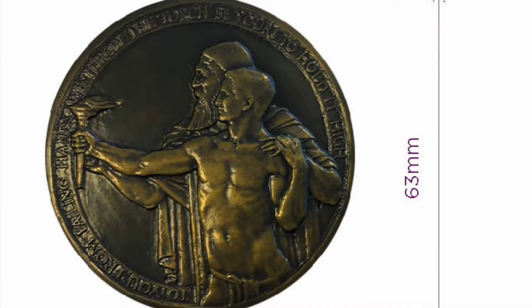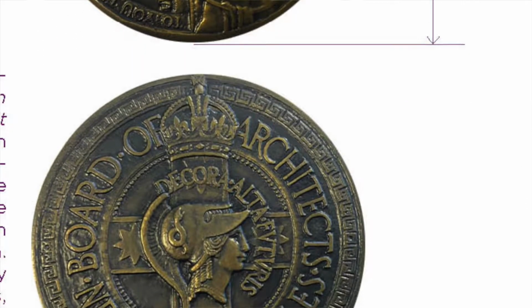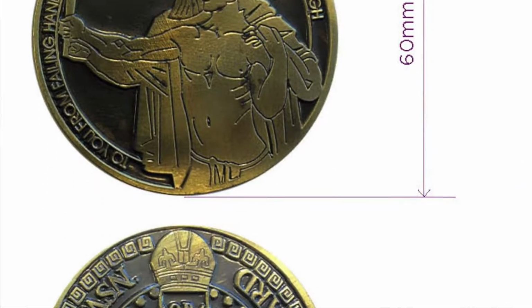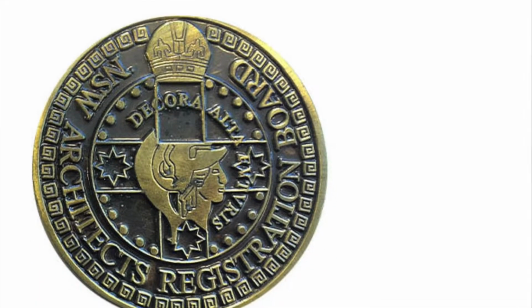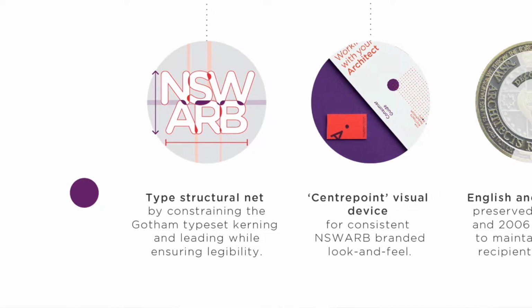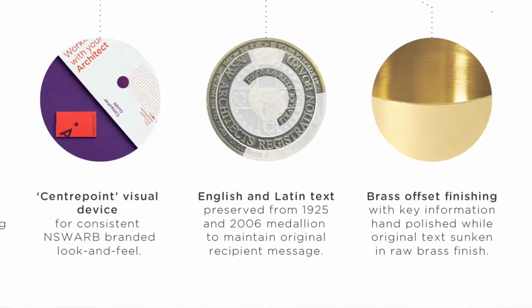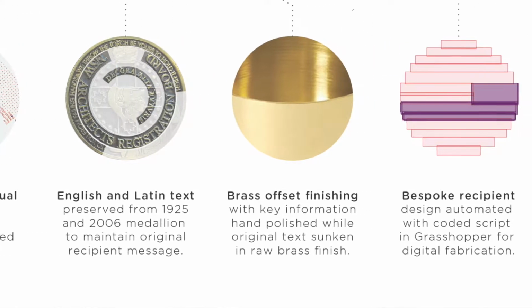The thing that we thought we would want to maintain from the original medallion was the text, and that's really all. We felt that the image of the boy and the man wasn't entirely appropriate now, but we thought that if we could maintain the text and then bring in the Architects Registration Board branding and their design thinking, and so retain the text and bring these new elements in.